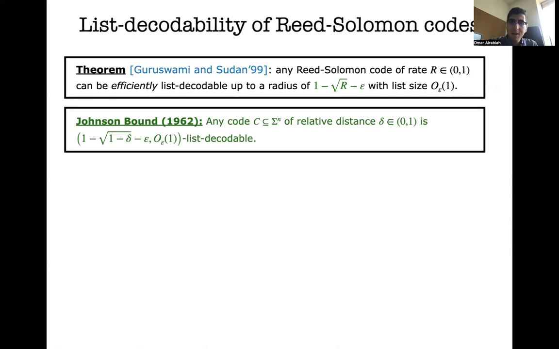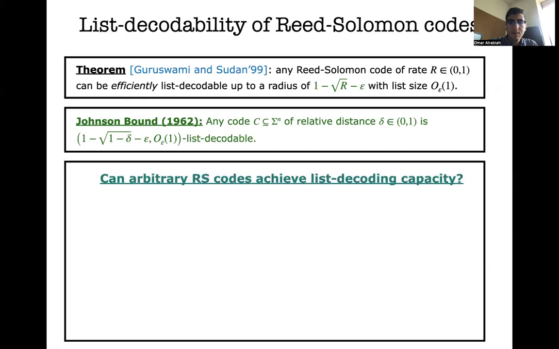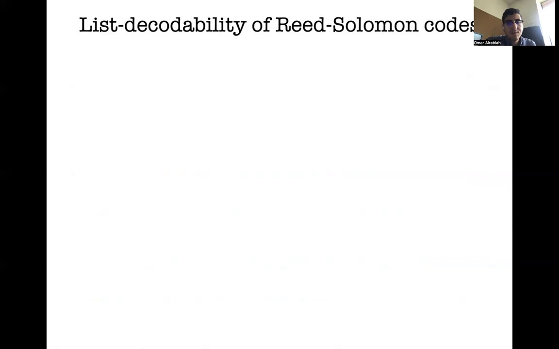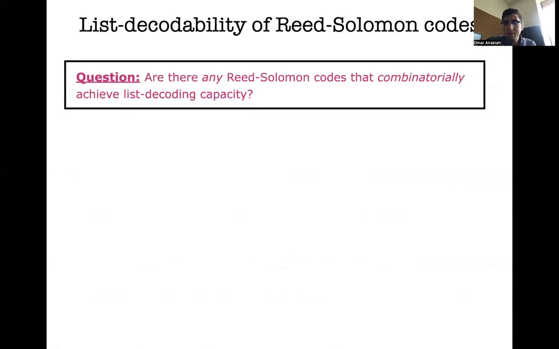But we're hoping that we can go beyond the Johnson bound for Reed-Solomon codes. So the question is, can arbitrary Reed-Solomon codes achieve this kind of capacity? Now, there are some obstructions that you should take with a grain of salt that say that you can't really hope for that to happen. That's only for arbitrary Reed-Solomon codes. It's possible that you can cherry pick your evaluation points more carefully and avoid these challenges. So our motivating question is, are there any Reed-Solomon codes that are combinatorially decodable up to capacity?